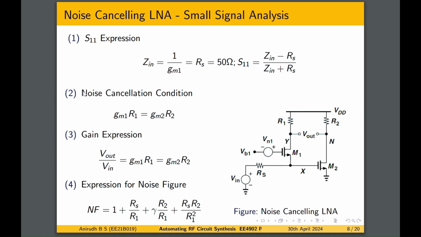And the condition for noise cancellation is as follows: gm1 R1 should be set to gm2 R2, and this must be initially enforced by the designer at the time of designing the initial netlist. The code cannot handle this condition all by itself. The third one being the gain expression. The gain expression is Vout by Vin is gm1 R1, which is also gm2 R2, and this is the expression for the noise figure.